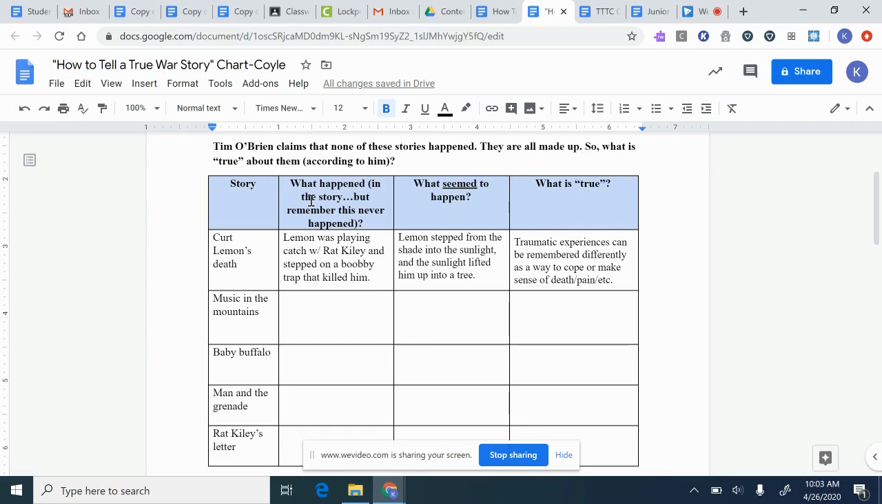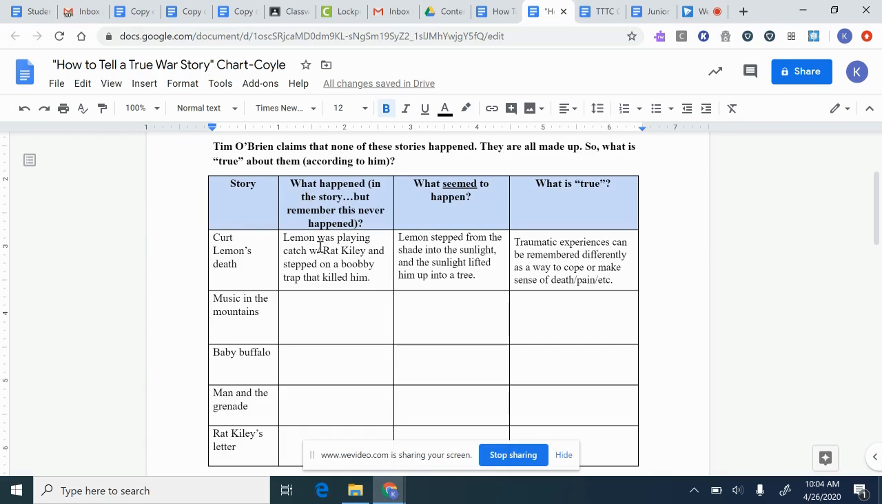So then that third column, what actually is true. This is much more thematic. What I want you to be thinking about is what is the message about storytelling that Tim O'Brien is trying to tell us? And so what we're looking at in Kurt Lemon's death is the way that these traumatic experiences are remembered differently, how it's a way for the people who experience them to cope with or to make sense of pain and death and losing loved ones.